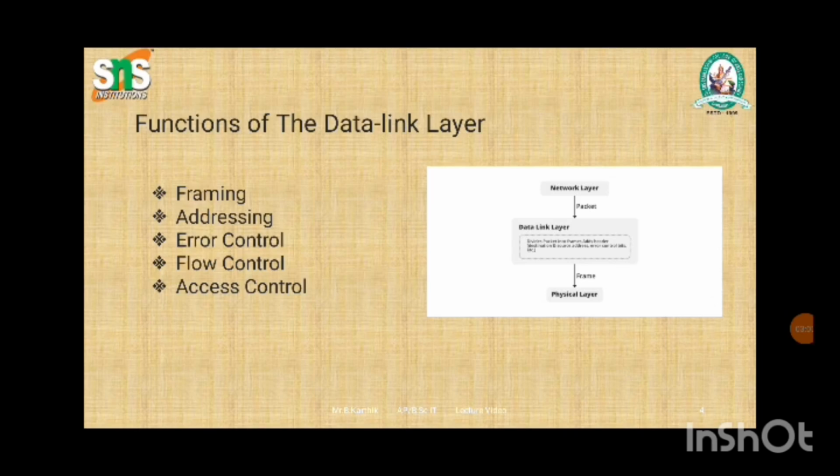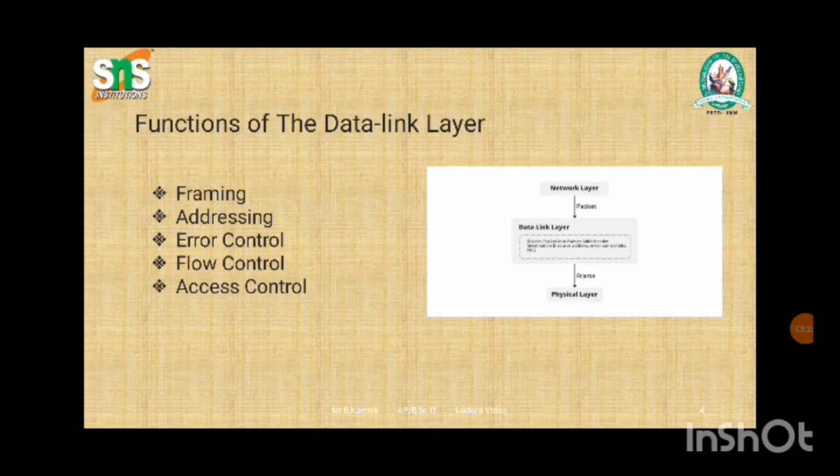Next, addressing. The data link layer encapsulates the source and destination MAC addresses, or physical addresses, in the header of each frame to ensure node to node delivery. And the MAC address is the unique hardware address that is assigned to the device during manufacturing.